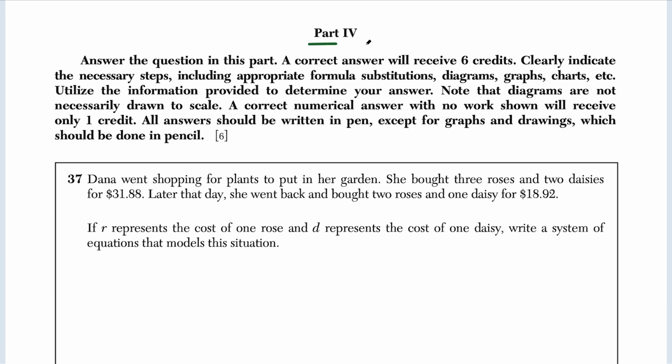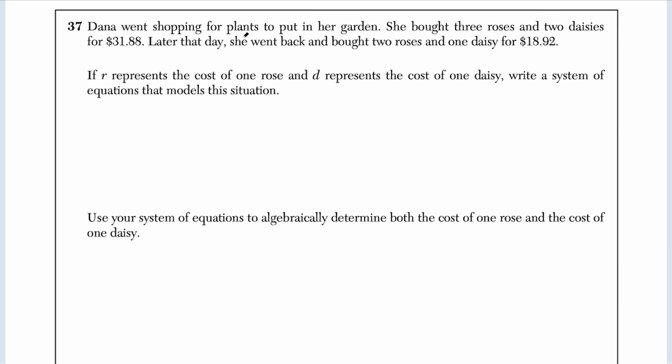So we move on to part 4, and this question is worth 6 credits. So question 37, we have Dana shopping for plants, and she bought 3 roses and 2 daisies, and that cost $31.88. And then later that day, she went back and bought 2 roses and 1 daisy for $18.92. And we have R represents the cost of 1 rose, and D represents the cost of 1 daisy. First, we have to write a system of equations that models this situation.